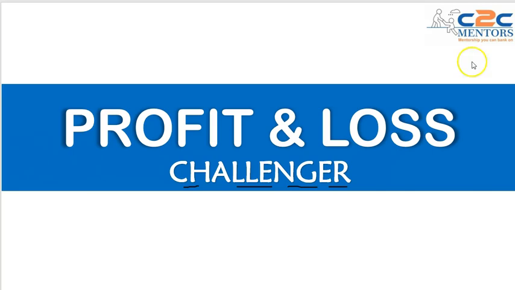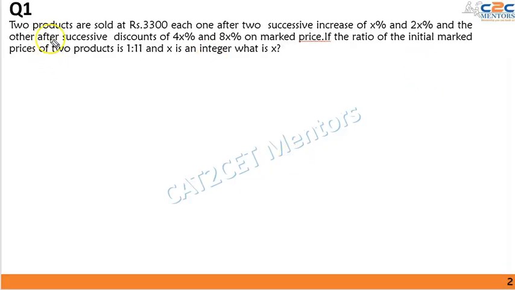So let's start. In this question we are given that two products are sold at 3300 each. The first one is sold at successive increases of X% and 2X%, and the other one after successive discounts of 4X% and 8X%. Initially there is an increase, and in the second there is a successive discount. So over here the price reduction is going on. This is the first thing that you need to understand in this question, and all of these discounts are given on the mark price.